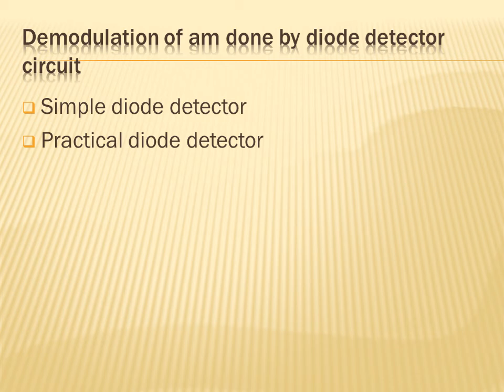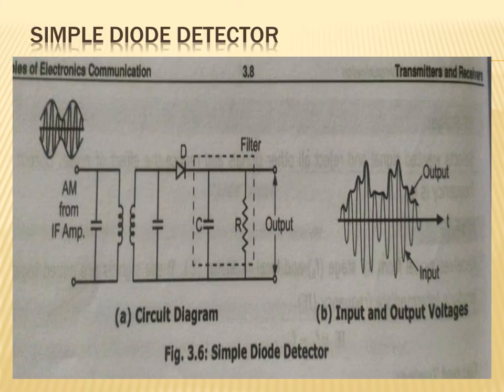There are two types of detector circuits. The first one is the simple diode detector, and the second one is the practical diode detector. The first type we will see in today's lecture: the simple diode detector.